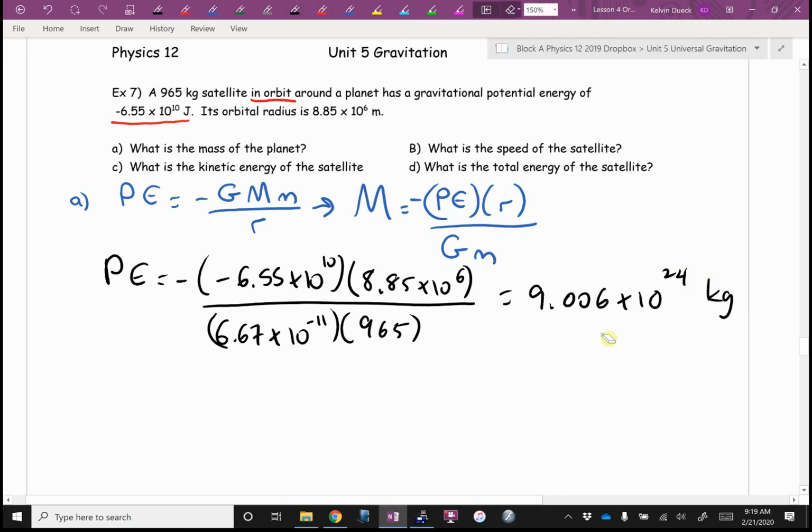And I carried the extra sig fig because I'm pretty sure I'm going to use this, because I know in most of my other calculations, big M did not cancel. You got something different? Okay, let me pause the video for a second.